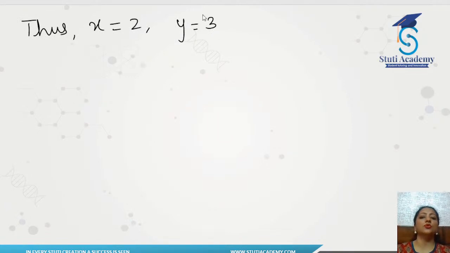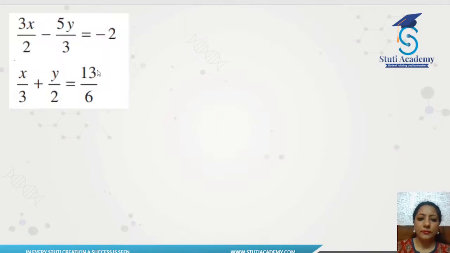That means x equal to 2 and y equal to 3 are those values of x and y which are going to satisfy both the equations simultaneously. I hope you've all understood this, children. Now let's solve the next one.